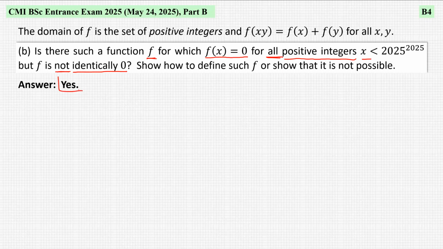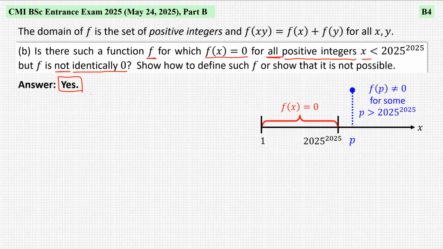Well, the answer is yes. And in order to provide an example, let us try to understand at which input values the function f(x) becomes 0. The function must be 0 for all values of x below 2025 to the power of 2025. So the only way to avoid f(x) being identically 0 is that for some number p that is above or equal to 2025 to the power of 2025, we define f(p) as a non-zero value. But we must not be so quick to assume that such a number p exists, because a lot of numbers on the right side can also give 0 as the value of the function.